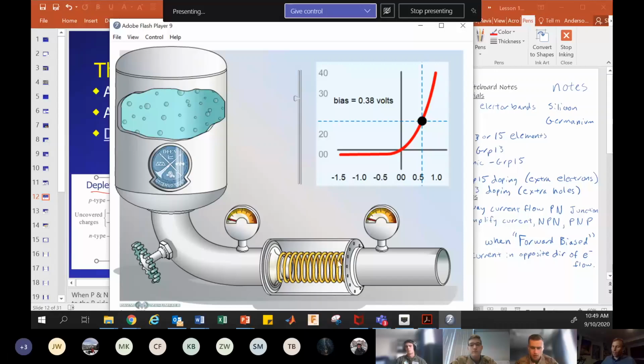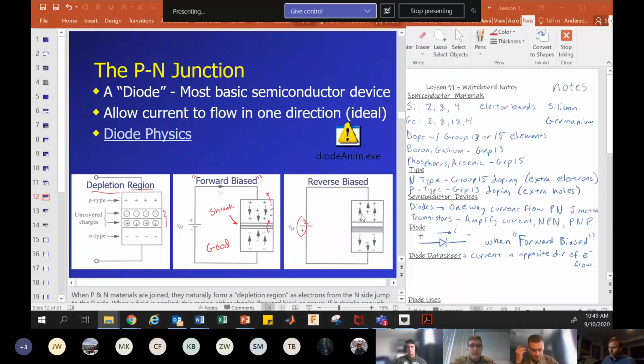Okay, so if we get a certain amount of water pressure, you move that spring out of the way and water flows. Does that make sense? Kevin's nodding, Matt's nodding, Clay is snowboarding. Okay, so that's the analogy that's helpful to help us understand how this works.